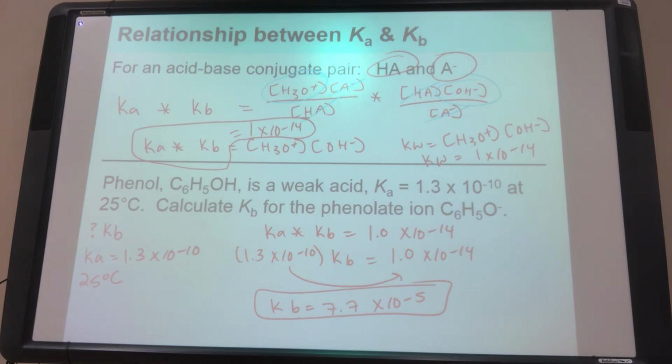All right, so now we've done bases, Kb's, and we've talked about how Kb and Ka relate. Next lecture, we're going to talk about salts.